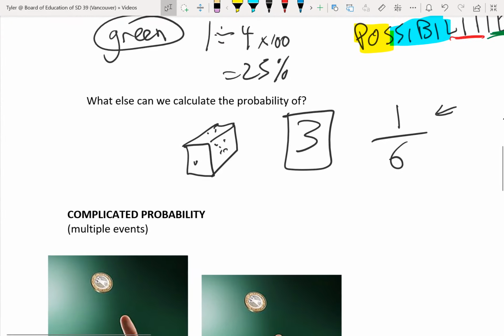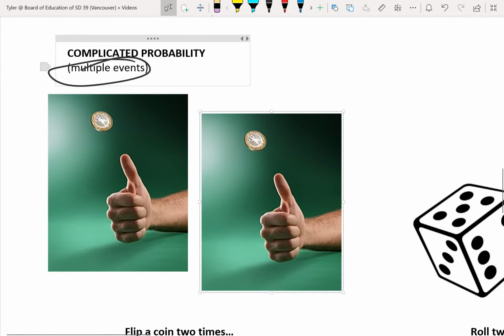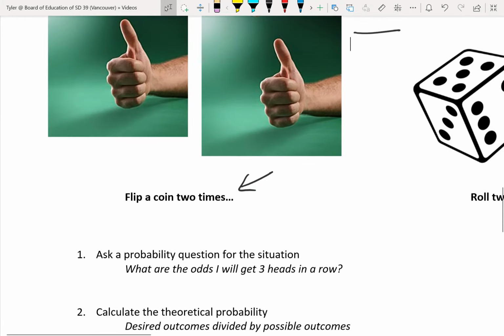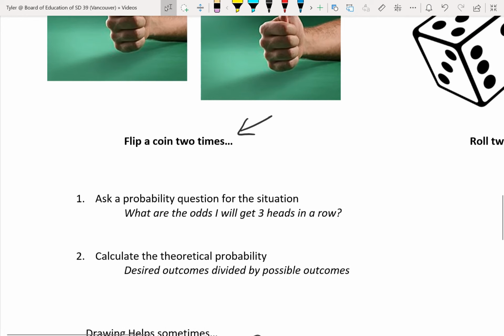Okay, these get a little more complicated when you have multiple events. So for example, if you flip a coin 2 times, be very careful. We're still going to write this as a number over a number, but we need to do a little bit of extra work. So for example, let's do this.